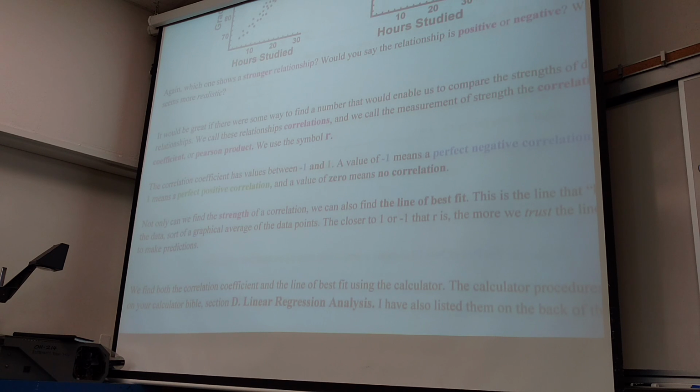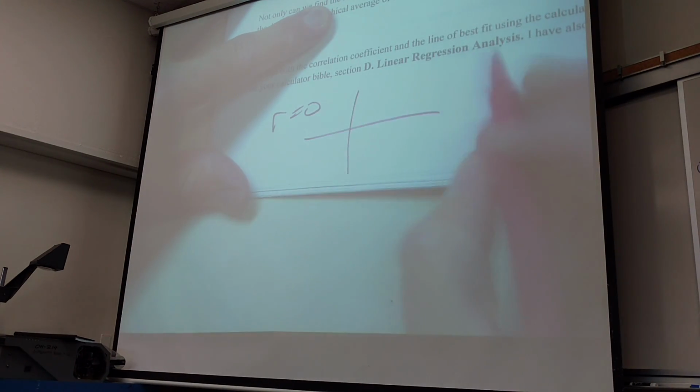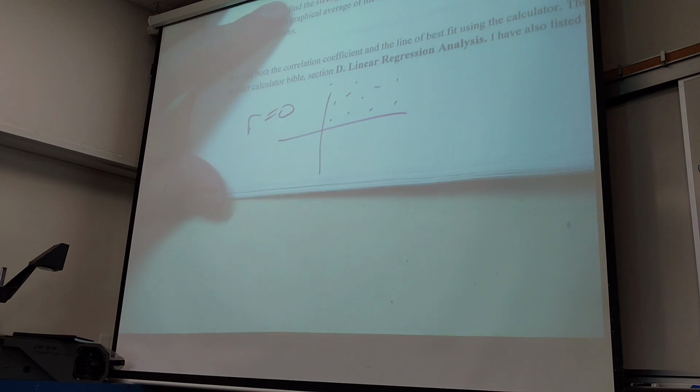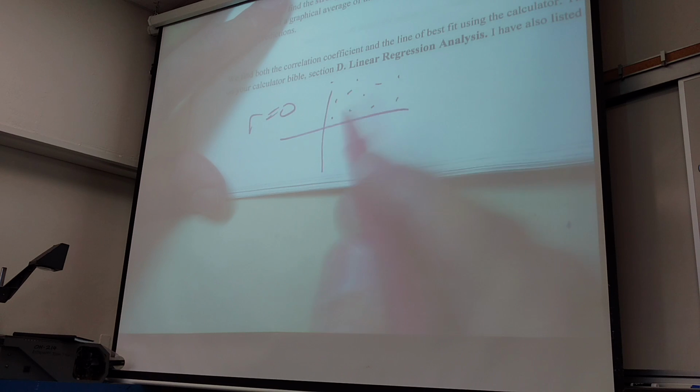It would mean, for example, let me put it up here. I have to turn my camera all the time. So if R is 0, it would mean something like this. There's no line I could draw. It doesn't look like it's increasing or decreasing. It's all over the place. You guys kind of with it?